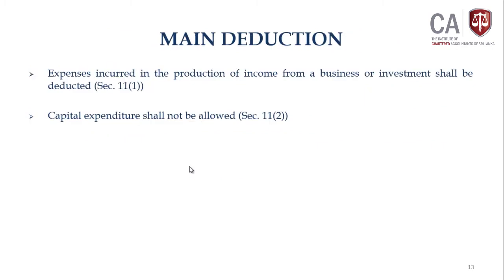So now we will discuss the deduction rule. As I told you, you can broadly divide the deduction rule into two categories: the main deduction rule and the specific deduction rules. Section 11 deals with the main deduction rule. Section 12 to section 19 deal with specific deduction rules. Look at the main deduction rule first. Section 11, the main deduction rule, has two components. Section 11 subsection 1 says all the expenses incurred in the production of income from business or investment shall be deductible.